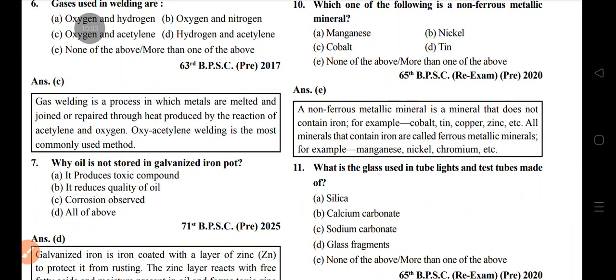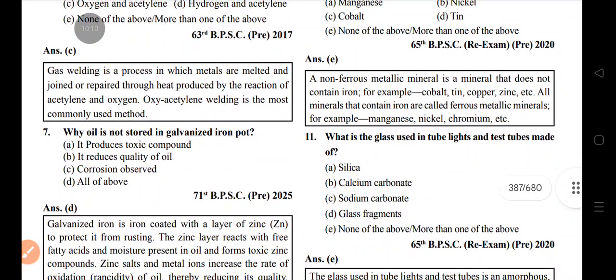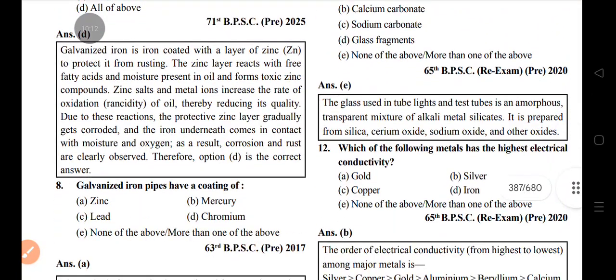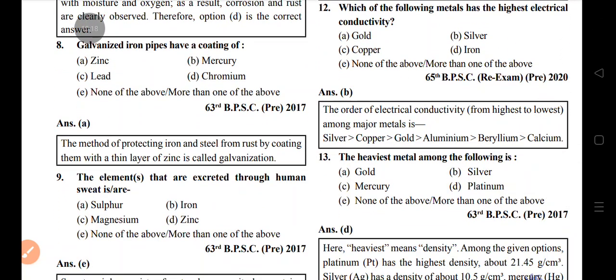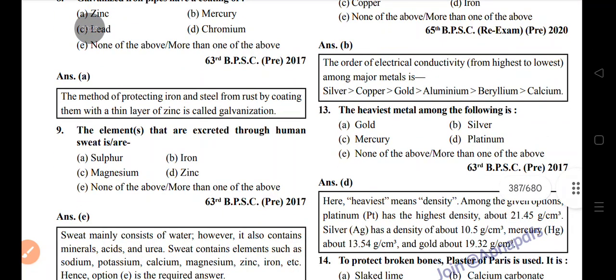Oil is not stored in a galvanized iron pot. It produces toxic substances, reduces the quality of oil, and corrosion is observed. Galvanized iron has a coating of zinc. Element excreted through human sweat: sulfur, iron, magnesium, zinc.